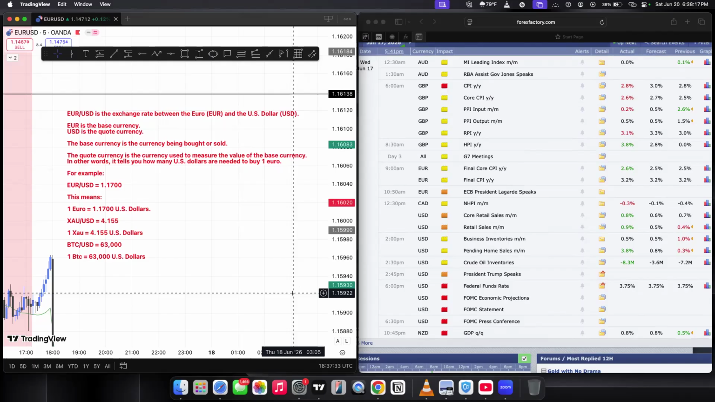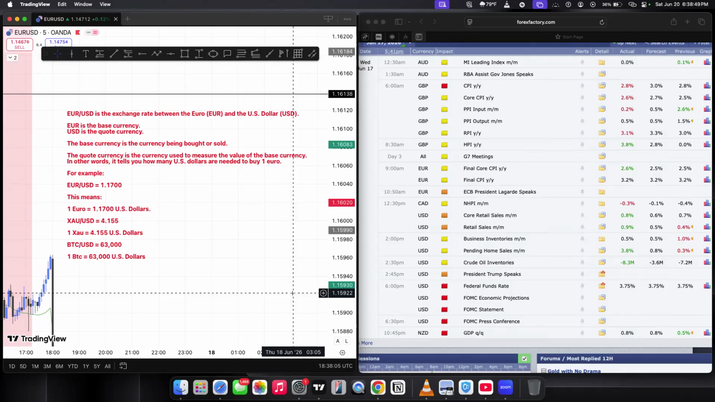So how we look at Euro USD is the same way we'll be looking at XAU USD. So XAU is the base currency and USD is the quote currency. BTC is the base currency and USD is the quote currency. When we look at CAD JPY, CAD is the base currency and JPY is the quote currency. When we look at CAD CHF, CAD is the base currency and CHF is the quote currency.